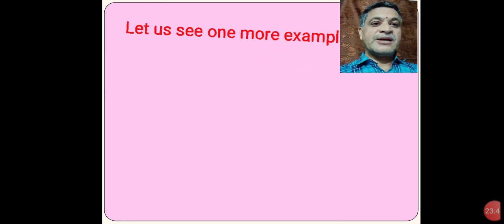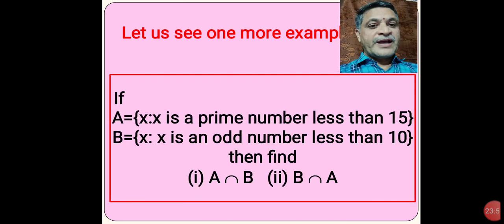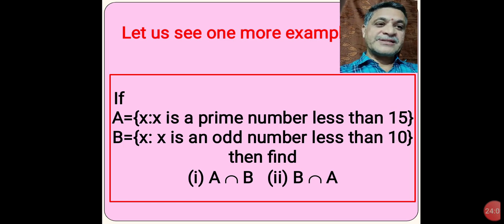So take one more example. If A is equal to the set of all x such that x is a prime number less than 15, and B is equal to the set of all x such that x is an odd number less than 10, then find A intersection B and B intersection A.